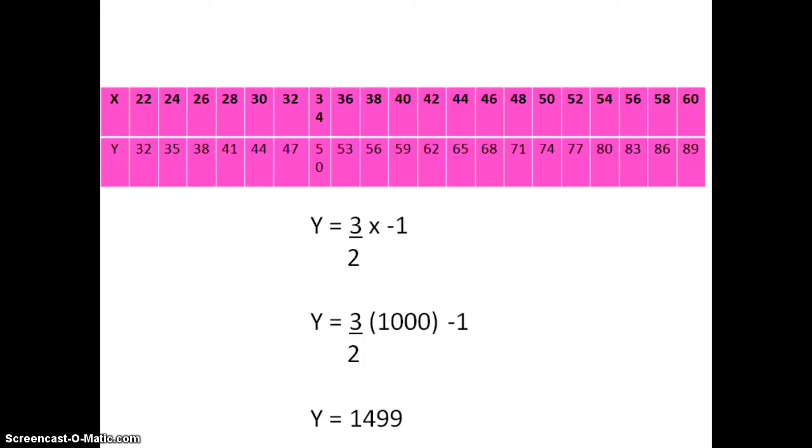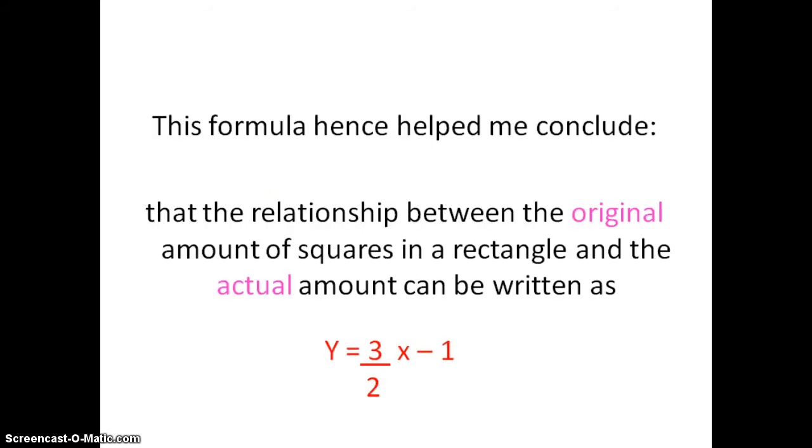In testing so far, I'm aware that there is a chance of a boundary. However, I have explored up to x equals 1000 without a boundary forming. Therefore, I can conclude so far that the formula is not limited or has no boundary up to x being 1000. The formula helped me conclude that the relationship between the original amount of squares in a rectangle and the actual amount can be written as y equals 3/2 x take 1.